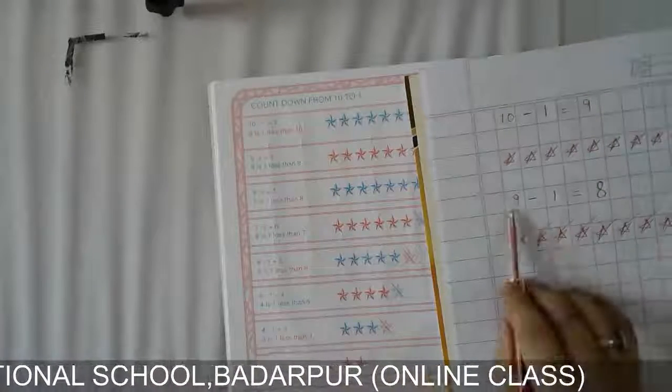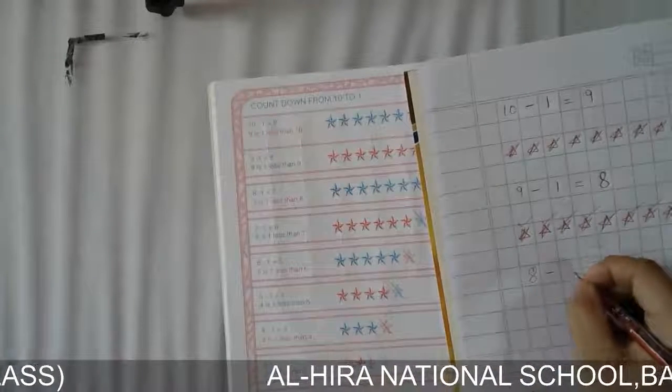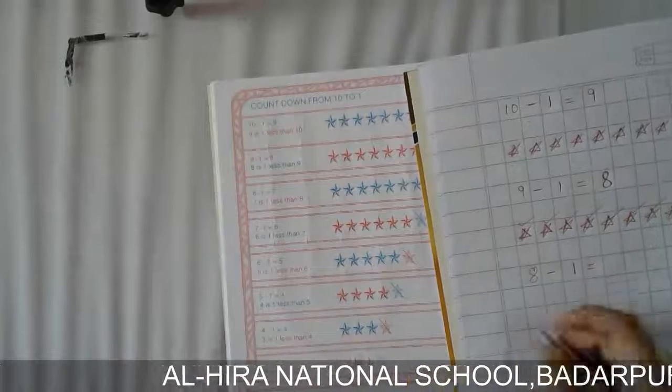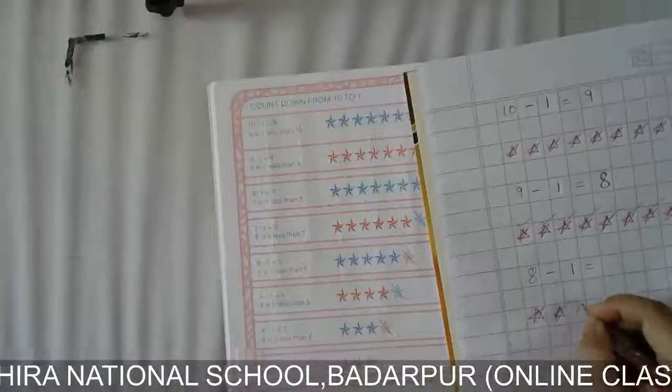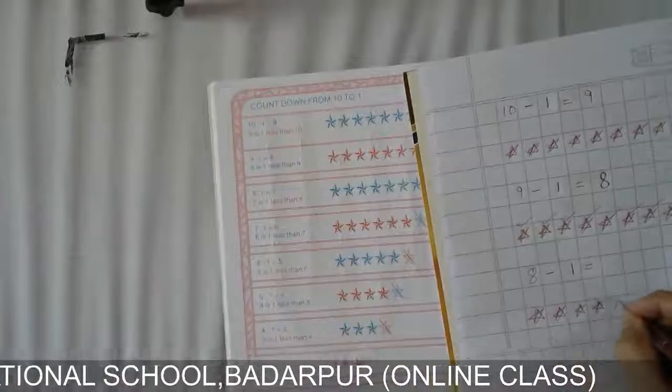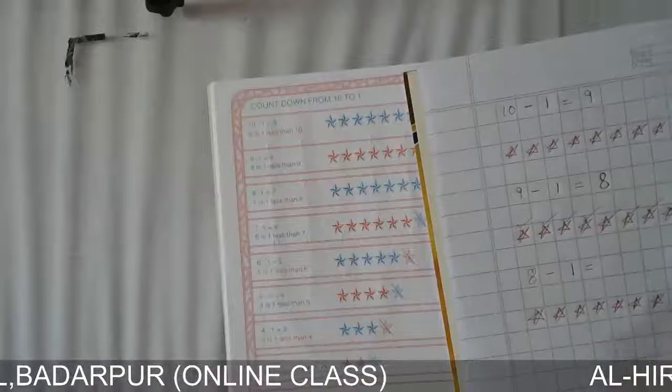Okay, that is 9 minus 1, 8, and 8 is lesser than 9. Okay, next, 8 minus 1 equal to. So first you write 8 stars. 1, 2, 3, 4, 5, 6, 7, 8 stars. Okay, I have drawn here 8 stars.